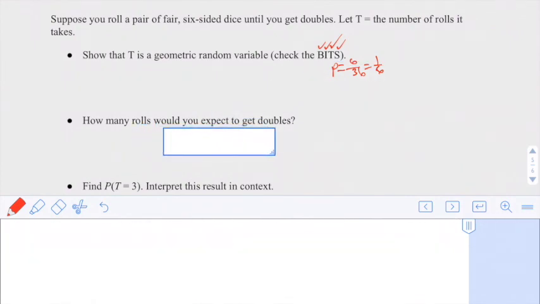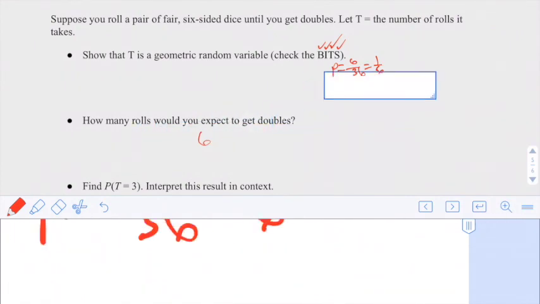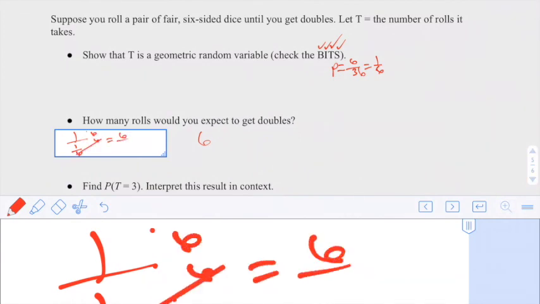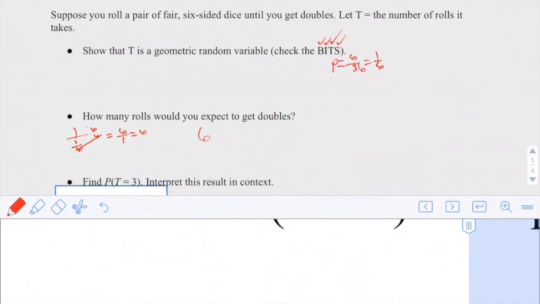So we would expect 6 rolls, right? That's 1 over p, and then we multiply the top and the bottom by 6. We can because that's a 1. That cancels this, and we get 6 over 1, 6.